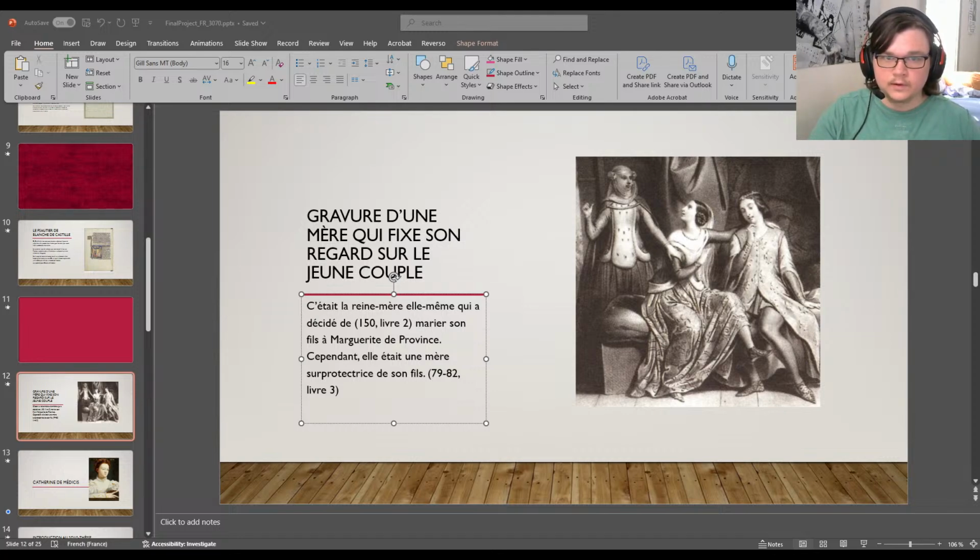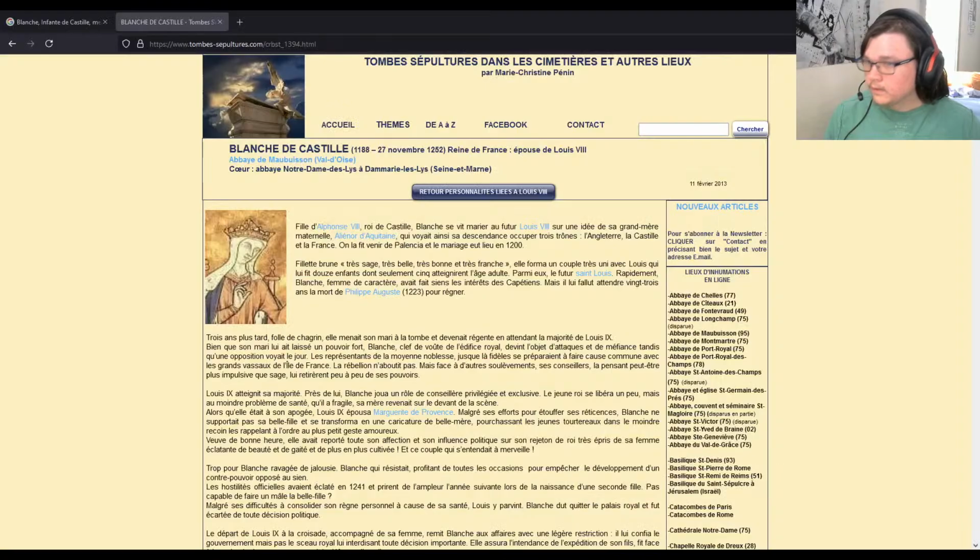It's this website. Let me open that up so you guys can see it. So this is about Blanche de Castille. It's by this website called Tombe Sépulture dans les cimetières et l'autre lieu. I'm pretty sure this is like gravestones, like a database of famous people related to their gravestones or cemeteries. I'm not 100% certain.